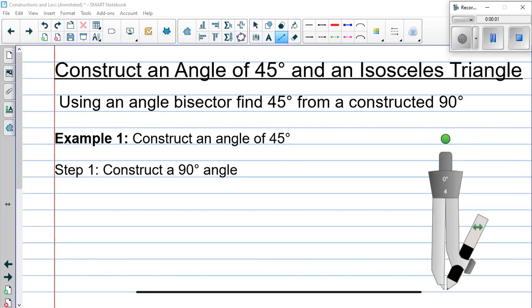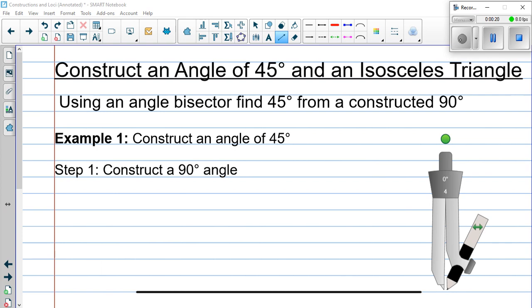Hi and welcome. Today we're going to construct an angle of 45 degrees and an isosceles triangle. The isosceles triangle would be a quite special one in my mind because two angles would be 45 and the other angle will be 90 degrees. So, first off, how do we do this?